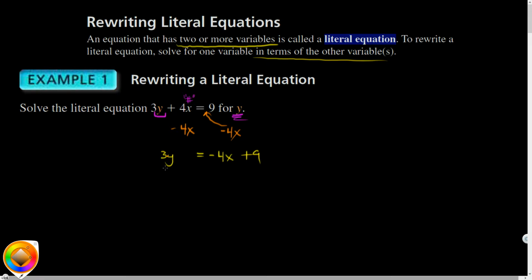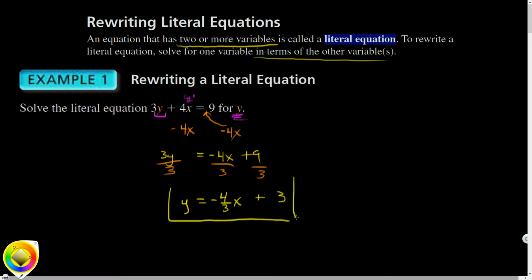I'm going to divide by 3 here, and I could do the entire side, but I think it's usually better to divide each individual term by 3. So I'm going to have these 3's cancel out. I'll have y equals. Tell you what, I'm going to take this x and move it out to the side. So I'm going to write this as negative 4/3 x plus, what's 9 divided by 3? 3. And this is actually my solution. I've rewritten this equation solved for y, but it's in terms of x and some other constants.